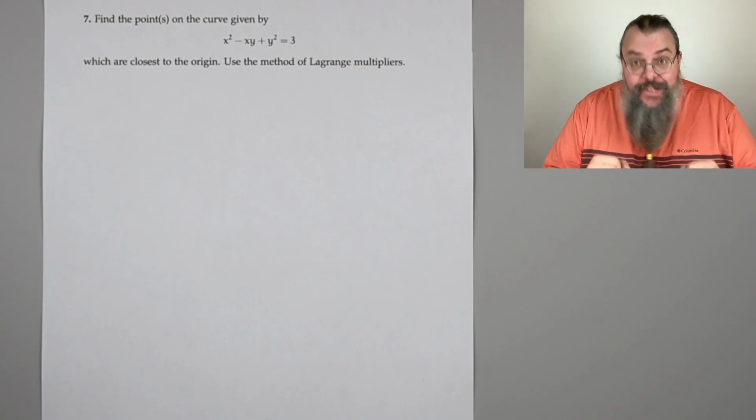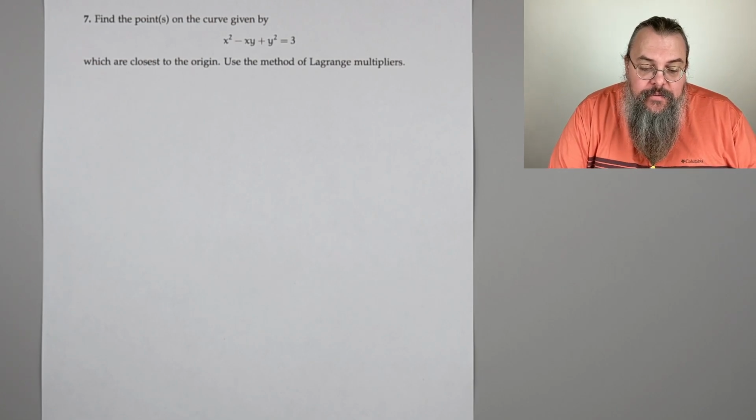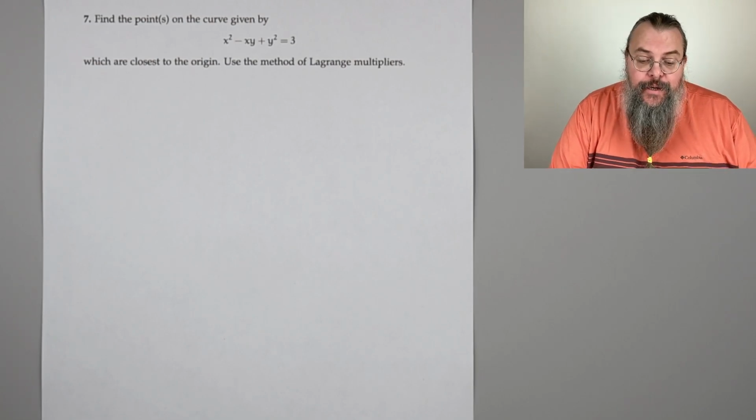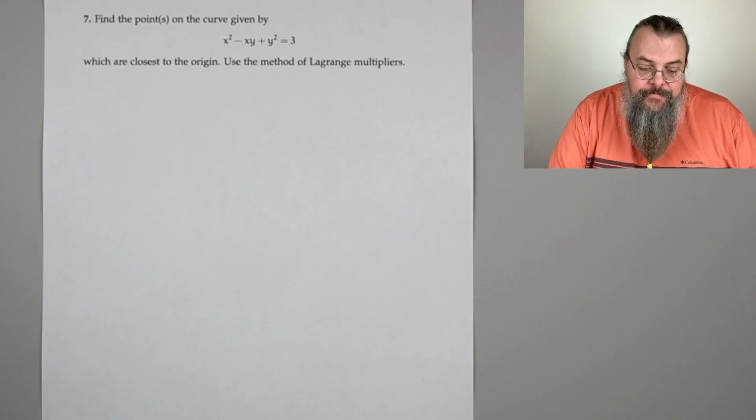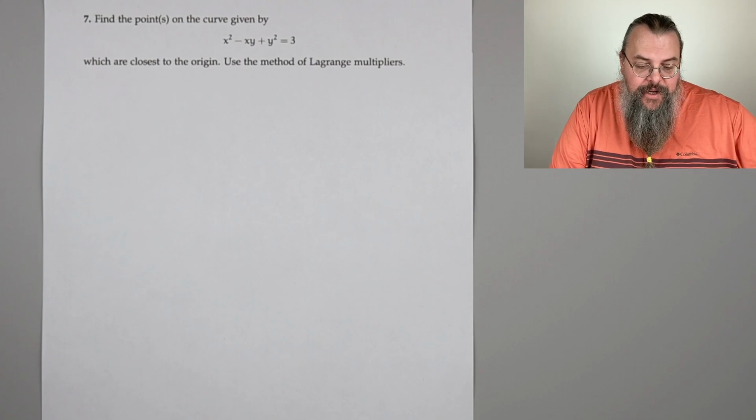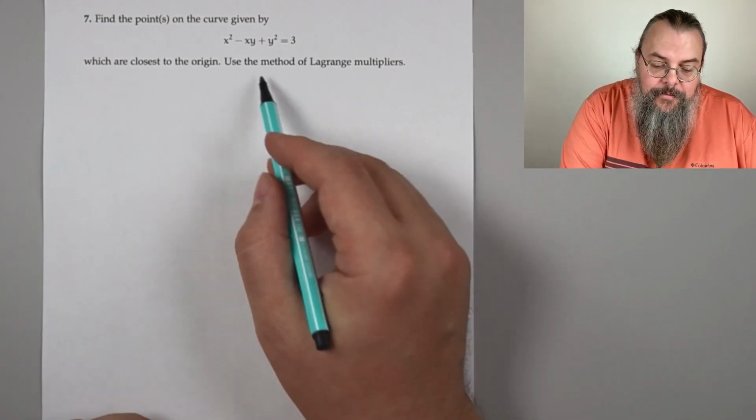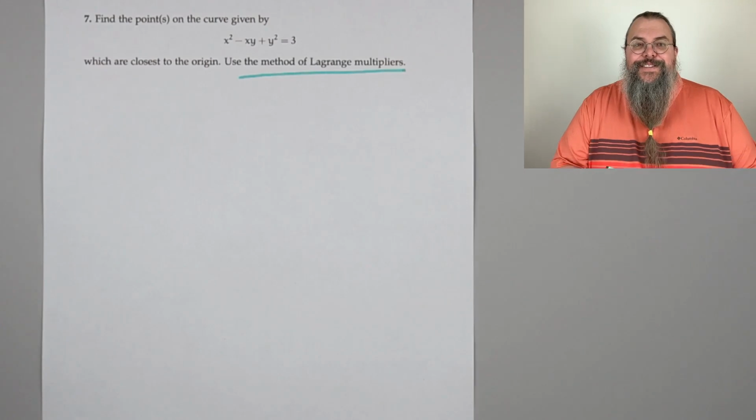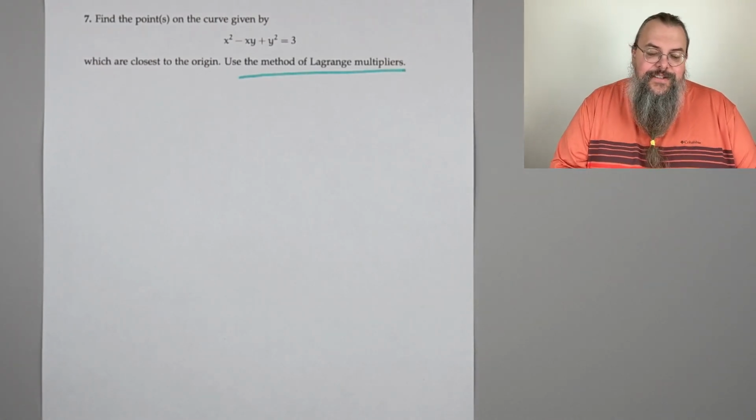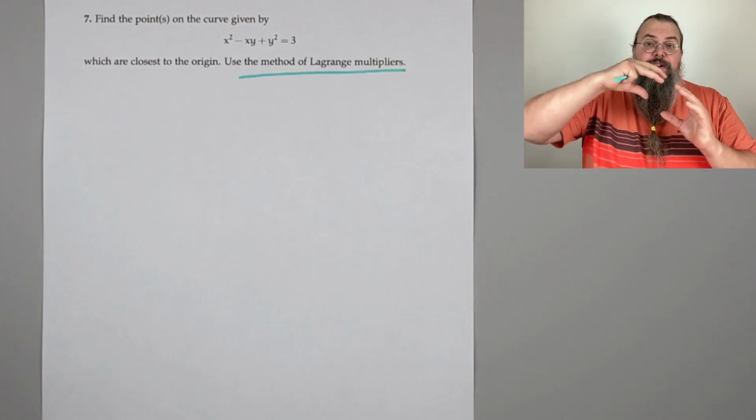Find the points, so there might be plural, on the curve given by x squared minus xy plus y squared equals 3, which are closest to the origin. And it says, use the method of Lagrange multipliers. Okay, so what method should we use? Yeah, Lagrange multipliers. Okay. Now, it's not so clear, but this turns out to be an ellipse that's been tilted a little bit.